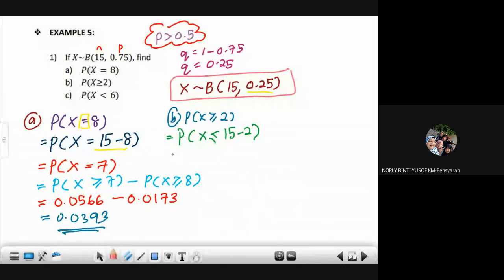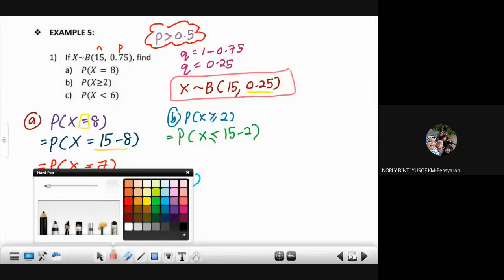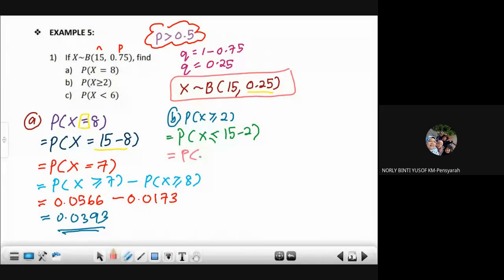Okay, dan ini sama. X lesser than, you got 13. So dekat yang color merah ni, barulah you apply yang tadi you belajar dekat example 1 dan 2. Contoh ni X lesser than 13. Bila you dah change the sign lah. Lupa nak guna warna merah. Siap. P X lesser than 13.